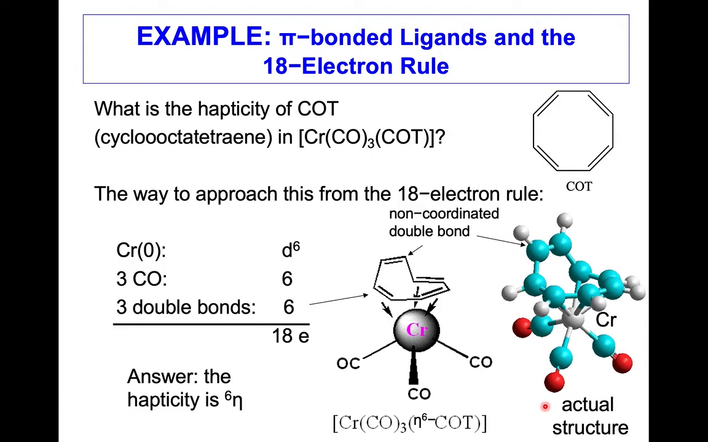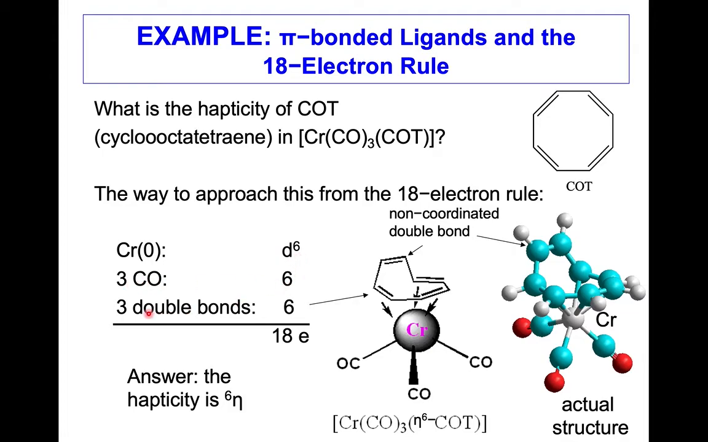Okay, here's another example. What's the hapticity of cyclooctatetraene in Cr(CO)3(C8H8)? So this would be a type of question that I would ask you. I would give you this, and I probably would even give you the ligand, so you wouldn't necessarily have to know this, and I would ask you to do the bottom part of the slide here. And so you want to do the parts that are easy. So everything's neutral. So this is chromium 0. Chromium 0 is d6. That contributes 6 to the count. COs are easy. 3 COs contribute 6.